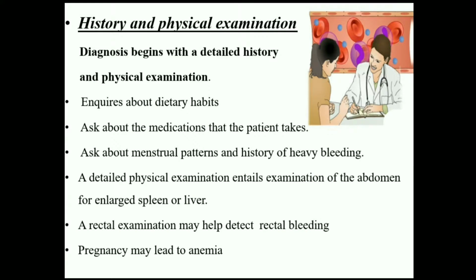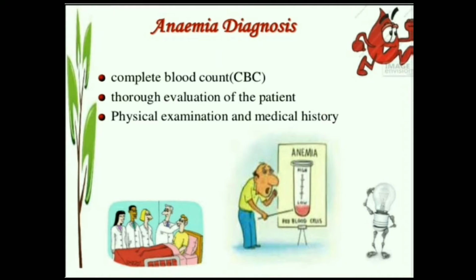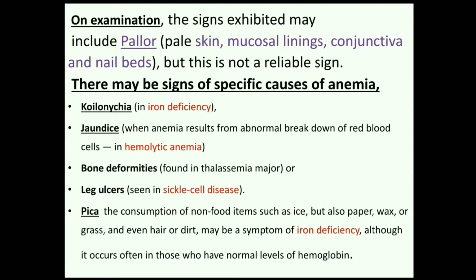Here are some diagnoses that are performed for anemia. They are complete blood count through evaluation of the patient, physical examination and medical history. On examination, the signs exhibited may include pallor, that is pale skin, mucosal lining, conjunctiva and nail beds. But this is not a reliable sign. There may be signs of specific causes of anemia like koilonychia, that is iron deficiency, jaundice in hemolytic anemia, bone deformities, leg ulcers, and pica.